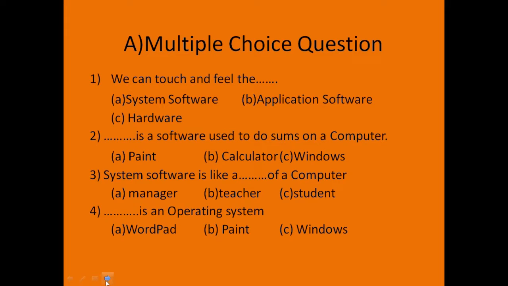In the same way, there is question number 2. DAS is a software used to do sums on a computer. Your options are Paint, Calculator, Windows. The third question: system software is like a DAS of a computer. Manager, teacher, student. And number 4, DAS is an operating system: WordPad, Paint and Windows. So this is your first exercise, multiple choice questions. Out of these options, one is correct and two are wrong. You have to take the correct answer.